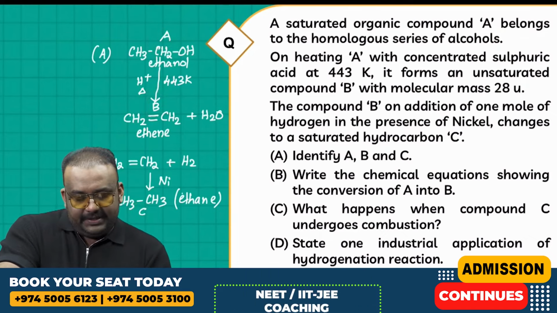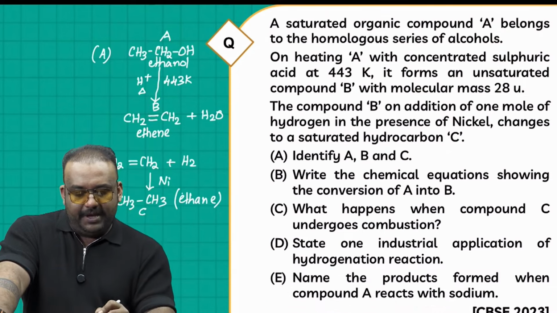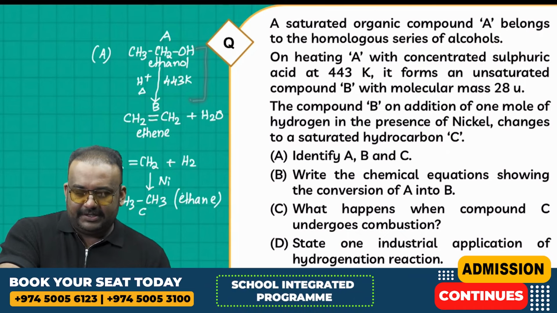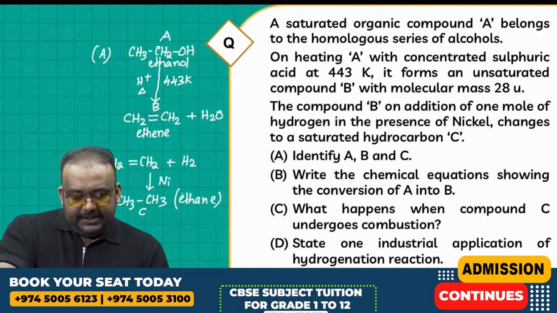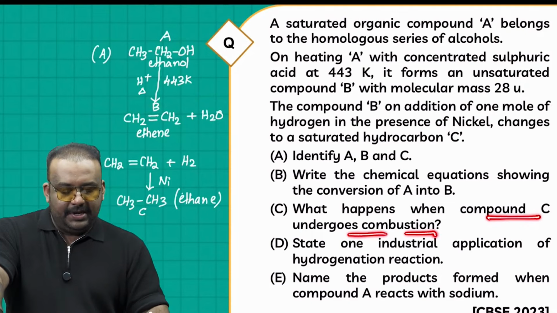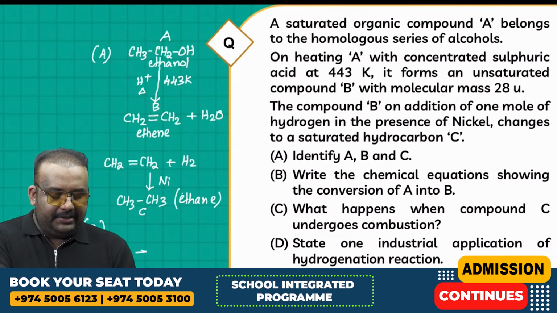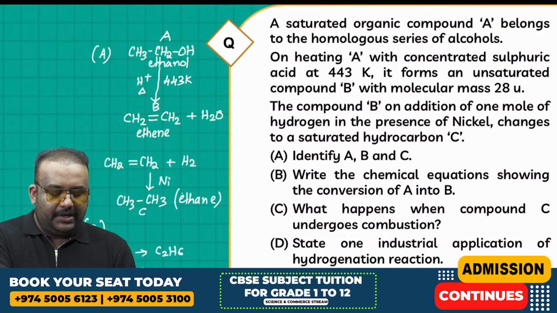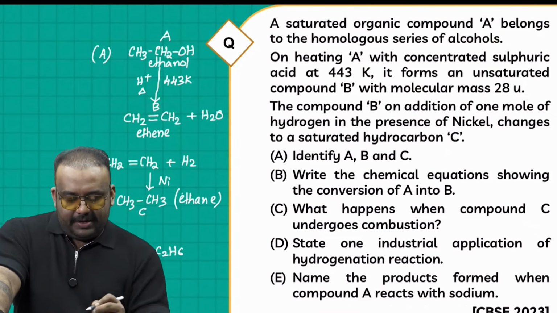Now, the second part of the question is: write the chemical equation showing the conversion of A to B. So the A to B conversion is what is shown here. This is the dehydration reaction where we get ethene. Then the C part of the question: what happens when compound C undergoes combustion? Compound C is C2H6. Undergoing combustion means it is going to react with oxygen, or burn in air.